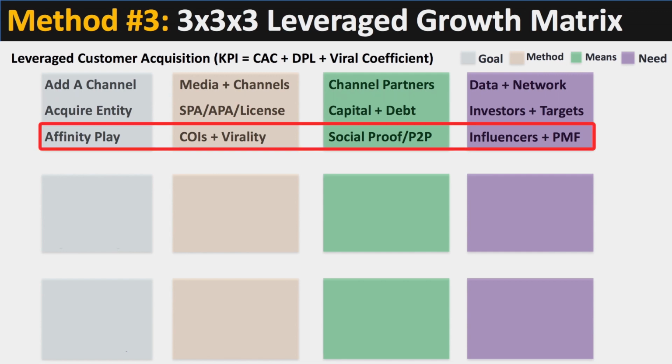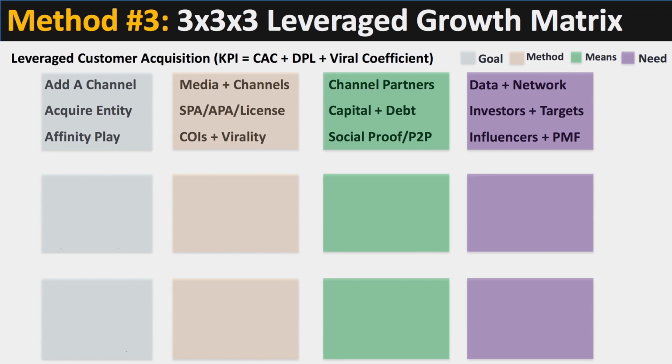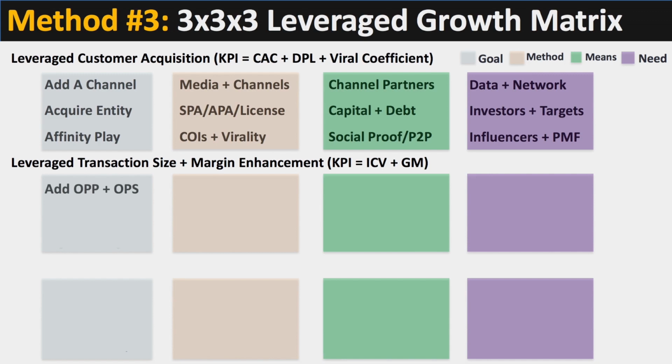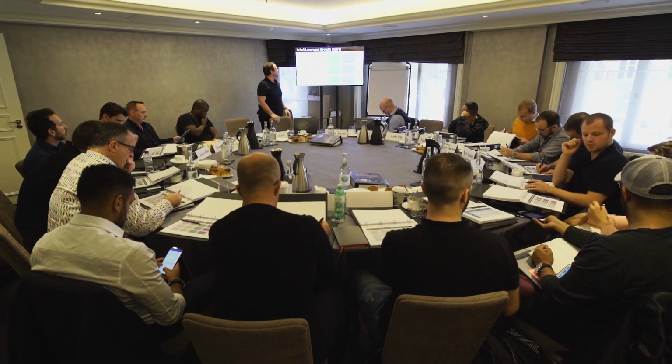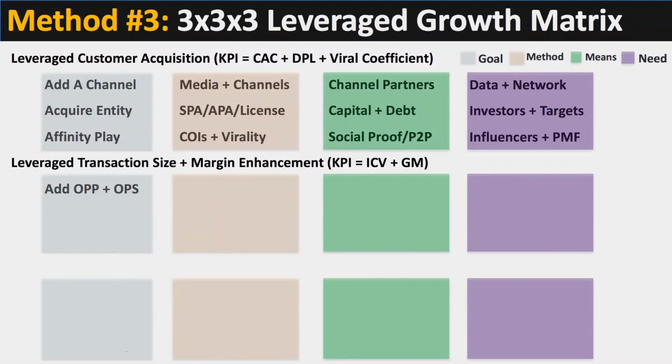Then the second place would be, how do we get them to buy more? So leveraging the transaction size and enhancing your margin. The KPIs that we look at here are immediate customer value and gross margin. Those are the 2 things that we're really focused on here. So the first way would be to add other people's products and other people's services. So if you can just simply identify complementary products and services that your customers will want.